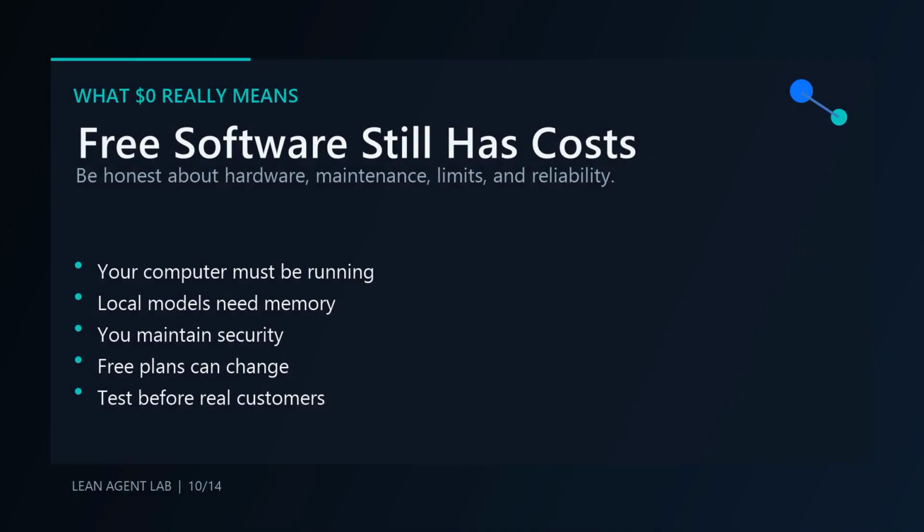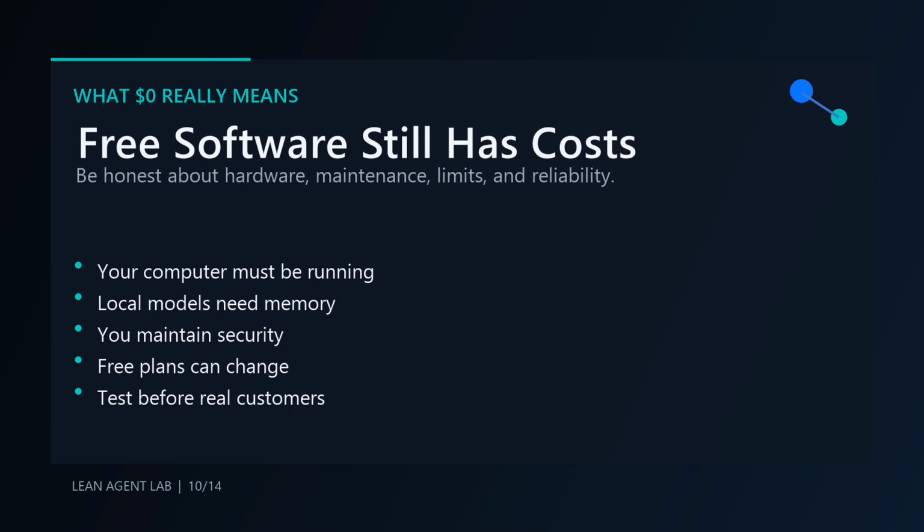A $0 software stack still has costs. Your computer consumes electricity and must remain available. Local models need enough memory and may respond slowly on older hardware. Self-hosted software needs patches and backups. Gmail has sending limits, and free product terms can change.